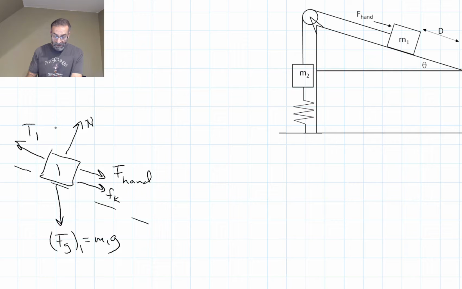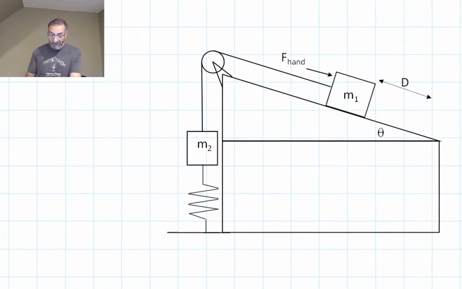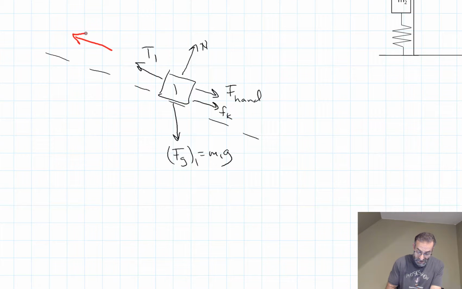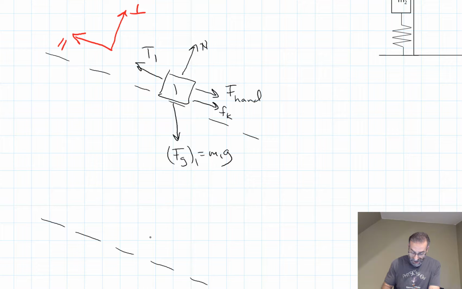Gravity. What directions do I want for my coordinate system? Well, I always pick the direction of the acceleration if I know what it is. I know this has to be accelerating in this direction along the incline. So I'm going to pick this as one of my directions and perpendicular to that as the other direction. I like to call this the parallel direction, parallel to my acceleration, parallel to my direction of motion, and perpendicular to that. So I can redraw this diagram.